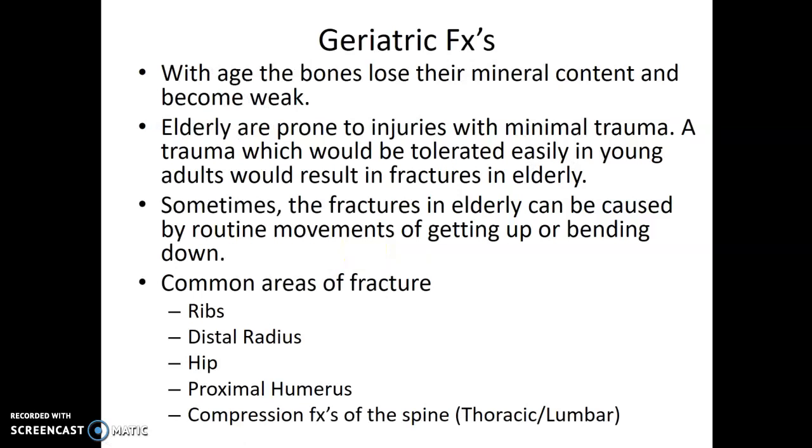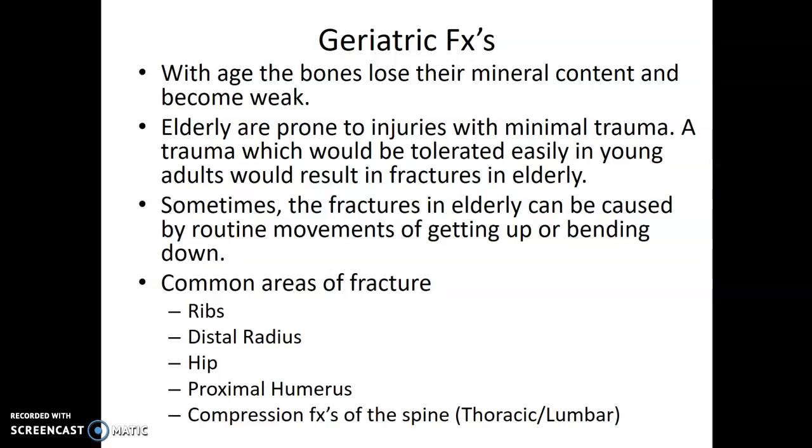Geriatric fractures. So with age, the bones lose their mineral content and become weak. They're prone to injuries with really minimal trauma. So a fall that I could take or you could take wouldn't cause a fracture necessarily, but in an elderly patient whose bones are weaker, a small fall or even bumping into something can cause a fracture easily.